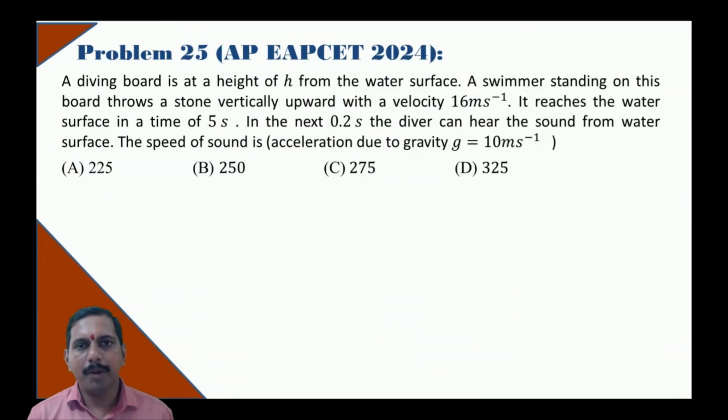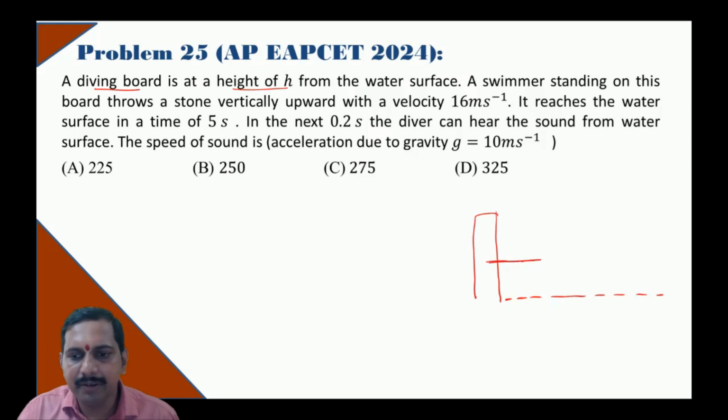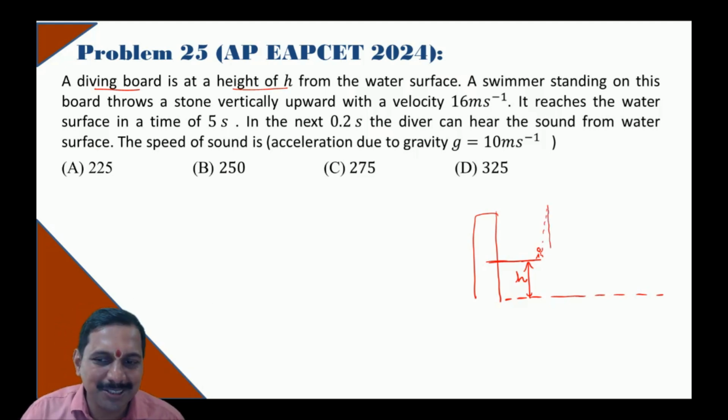Okay, the problem is something like this. A diving board is at a height of h from the water surface. So you have a water surface and then you have a diving board somewhere here. This is the pole and here you have some diving board. Okay, and the diving board is at a height of h, right? A swimmer standing on the board throws a stone vertically upwards, right? He cannot just dive, he wants to throw a stone, make some fun there. So he throws a stone up and then the stone comes back.